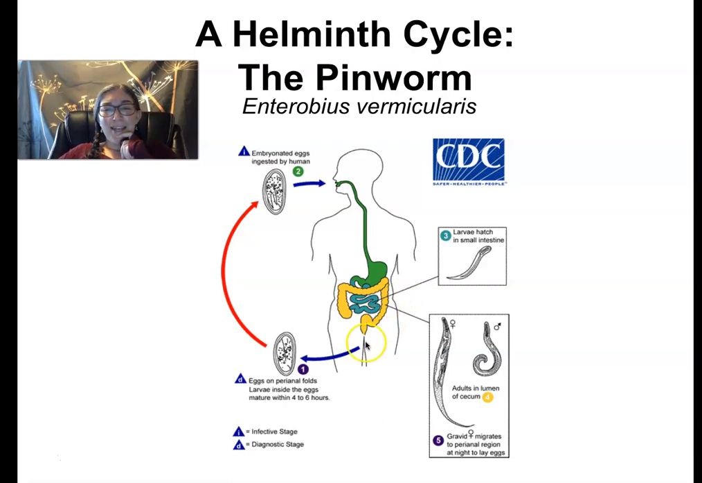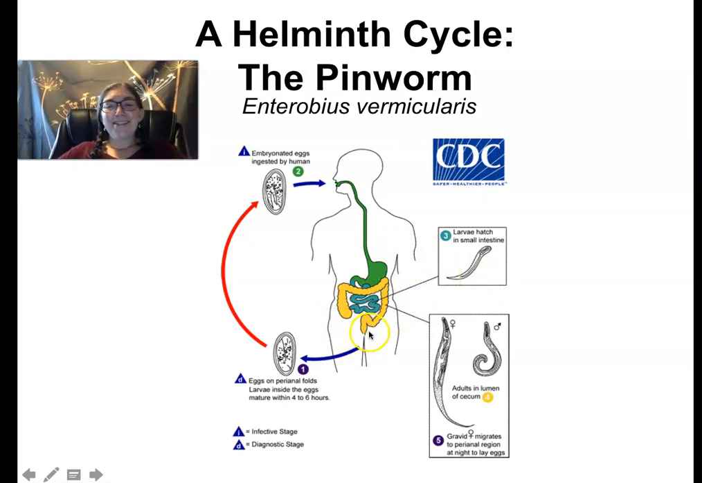But at night, the female comes out. She crawls down to the opening of the anus and she lays her eggs there, and she uses her saliva to stick the eggs outside, on the opening of the anus. And that saliva dries up and then your butt is itchy. Kind of like if you don't wipe well, if you have something dried on your butt, it itches. And so then you scratch your butt and you get these eggs under your nails, which you can eat, or you can touch things and get them on toys. And then a kid touches the toy and they put it in their mouth. So that's how it spreads. And the only real symptom is an itchy butt.